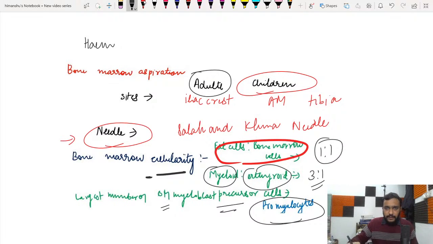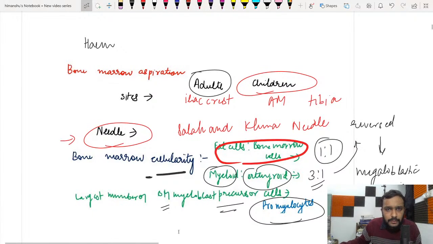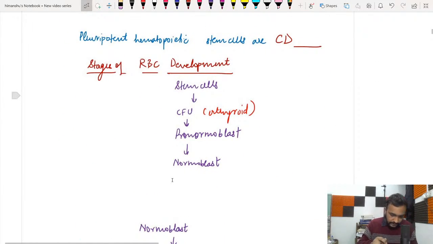Another thing that you need to remember is that this myeloid to erythroid cell ratio is reversed in megaloblastic anemia. Just let me know if this speed is fine.